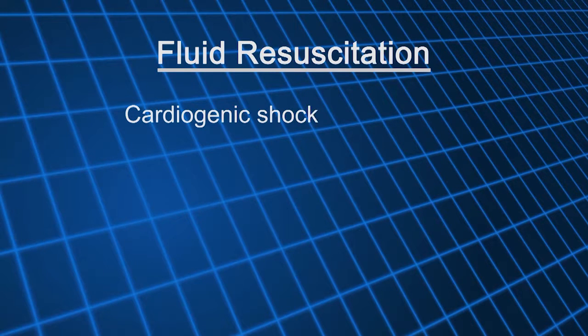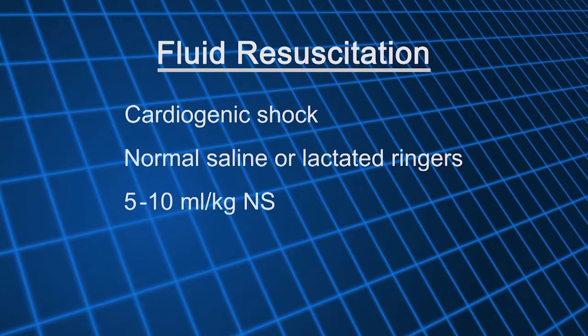For cardiogenic shock, smaller doses of 5 to 10 milliliters per kilogram of normal saline may be given. Do not give dextrose-containing fluids for volume resuscitation in shock due to the potential for osmotic diuresis.